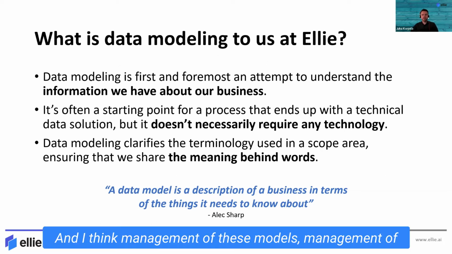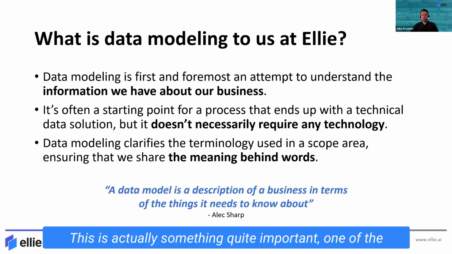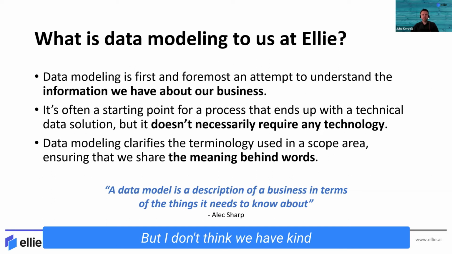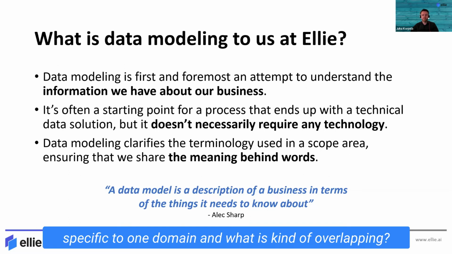And I think management of these models, management of what model belongs to which domain and so on, is actually something quite important. And one of the reasons why, for example, in Ellie, you can group these models and figure it out from there. But I don't think we have thought about that enough yet. But I do think that there's quite an interesting area here to be discovered. How do we figure out what parts of models are specific to one domain and what is overlapping?